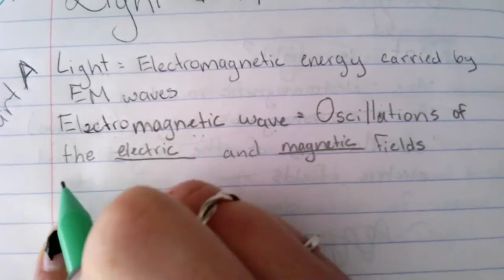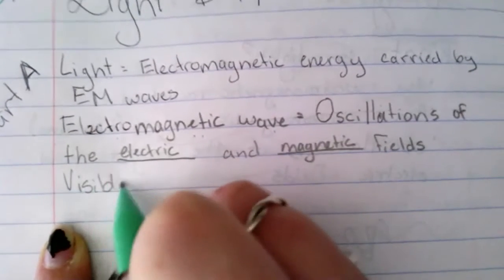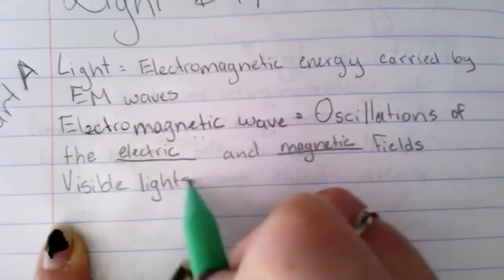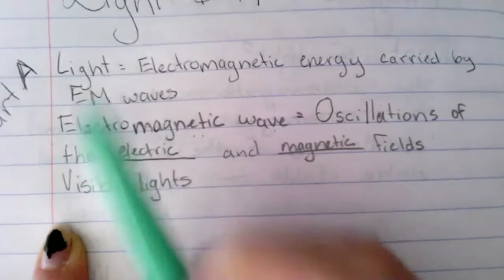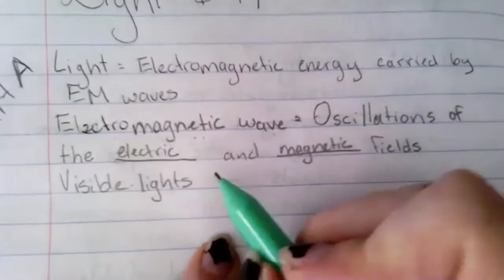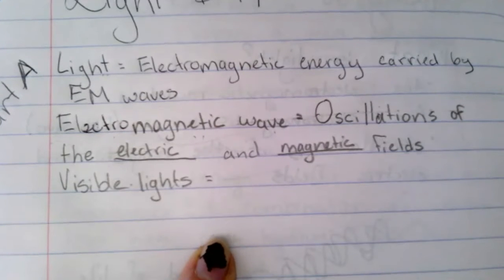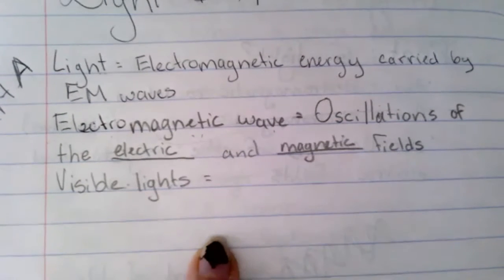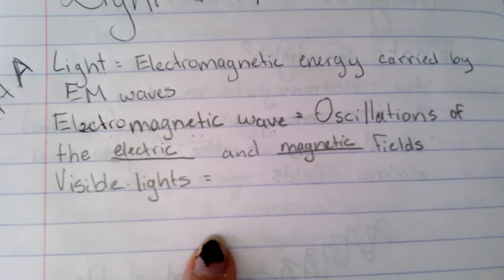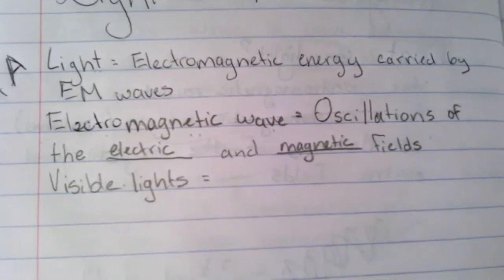Now, visible light. What is visible light? Mr. Jones clarified for us that light includes visible light, but is not just visible light. So what is visible light? Zayden, what's visible light? I didn't say ask your mom, Zayden. What's visible light?